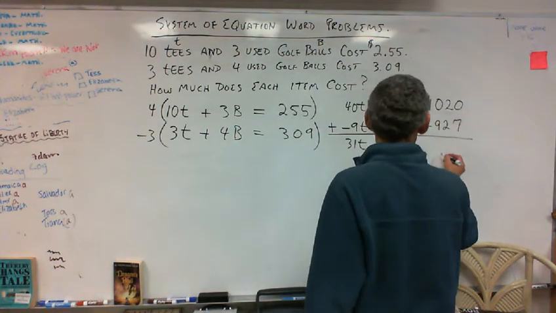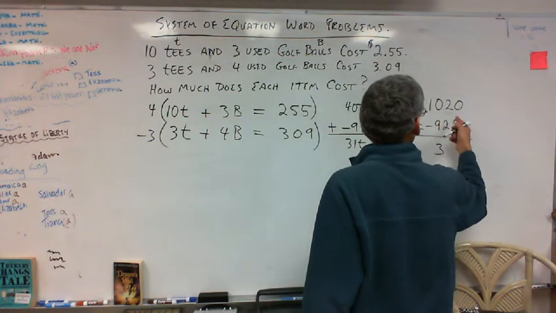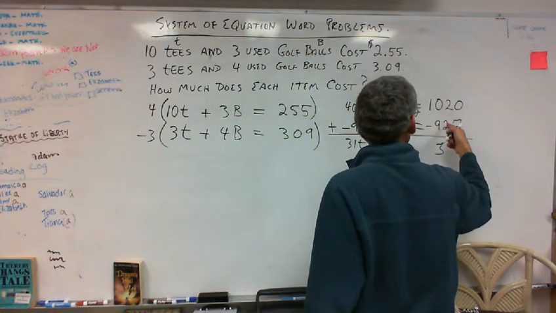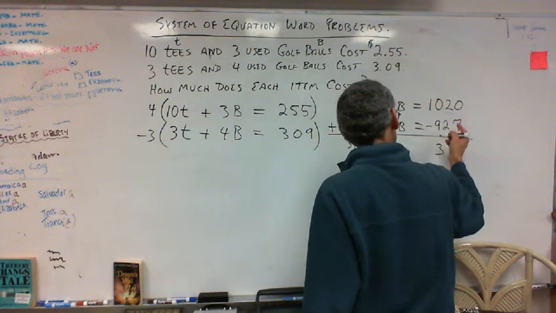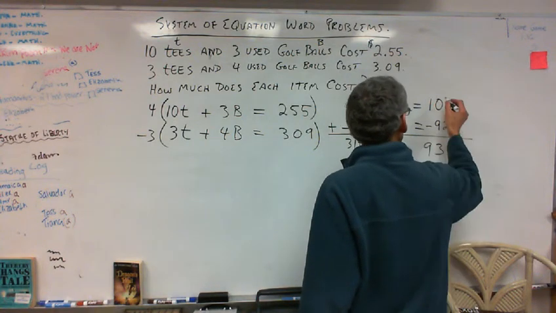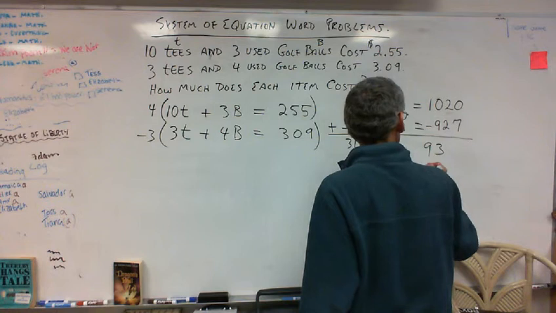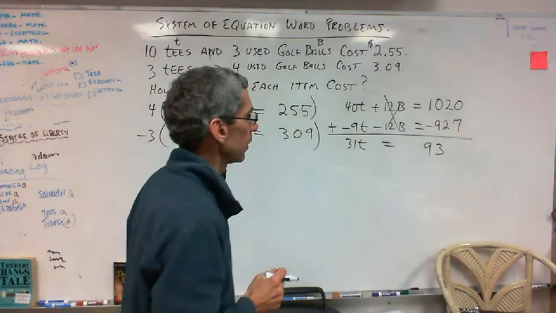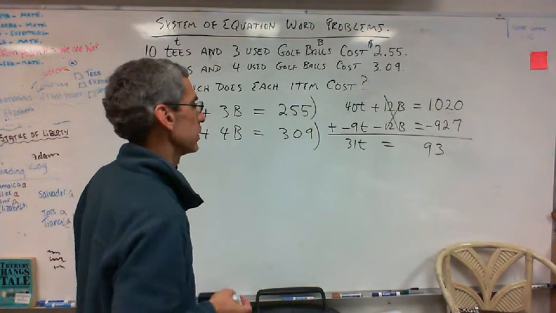7 from 10 is 3. And that's, let's see, 7 from 10. So 2 from 11 is 9. And I'm borrowing that, that's 93. That's it, right? Yeah, that's right.